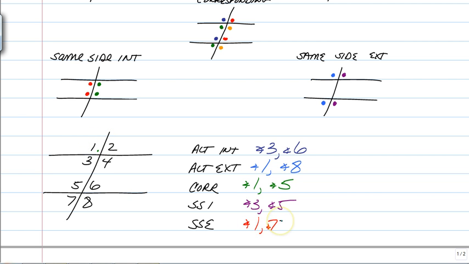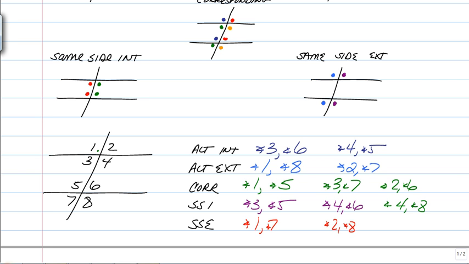Okay, so I just named one example of each set for you. So now what I would like you to do is pause the video. There is one more example for each of these except corresponding. Corresponding has 3 more examples. So pause the video and see if you can name the rest of these angle pairs.